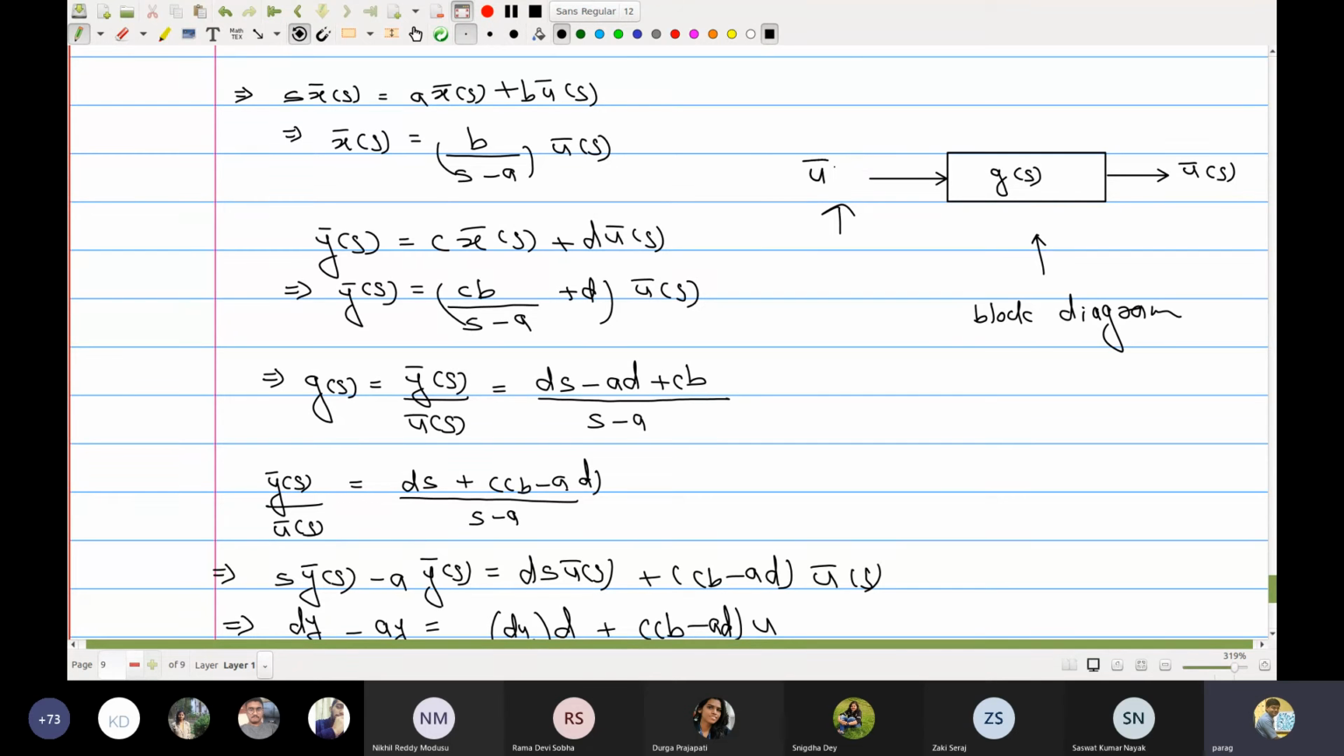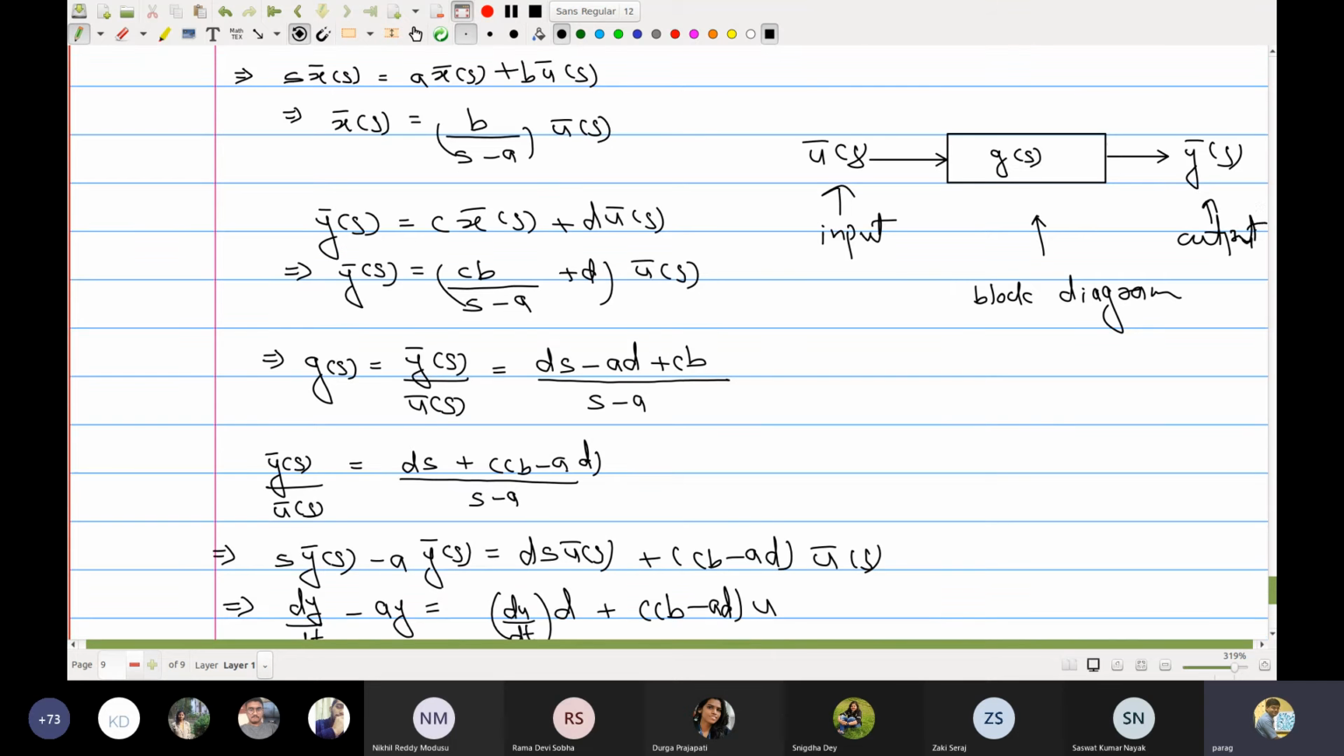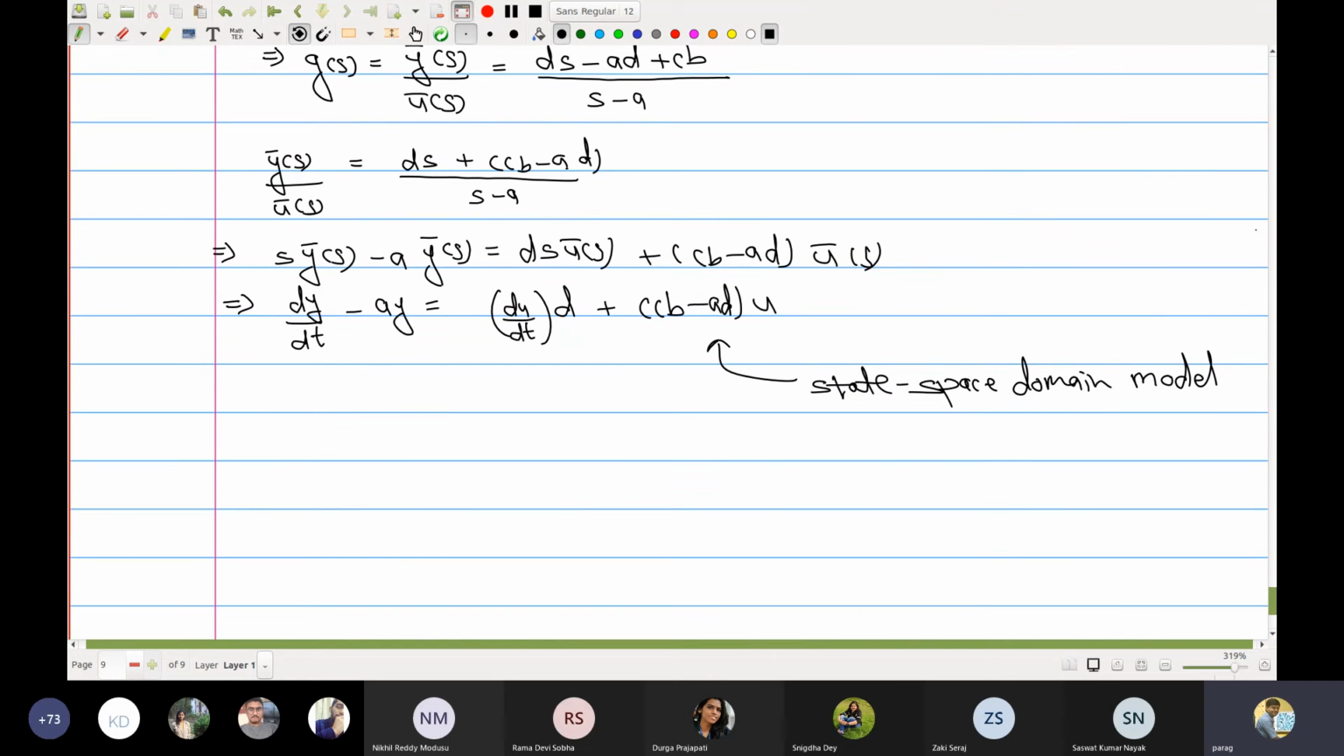Please, this was a mistake. Please correct it. This must be Y bar of S. So this was the input. This was the output. Right? This is the correct version, not the previous one. And now you have everything here as input and everything here as output. Again, the input output model.